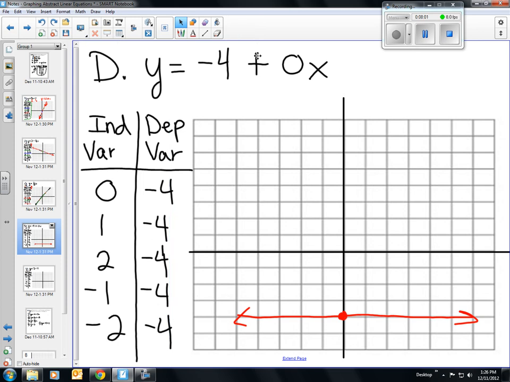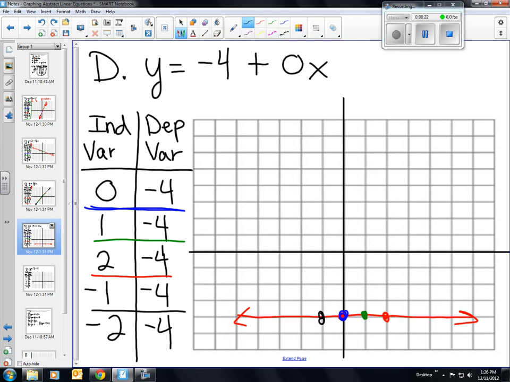And that makes sense with what our line looks like, because if we plot all these points, this is like 0, negative 4. That'd be this dot here. If I plot 1, negative 4, that'd be this dot right here. If I plot this point here, 2, negative 4, that'd be this dot right here. And then so on and so forth. Negative 1, negative 4 would be right here. And so those are all solutions to this equation.